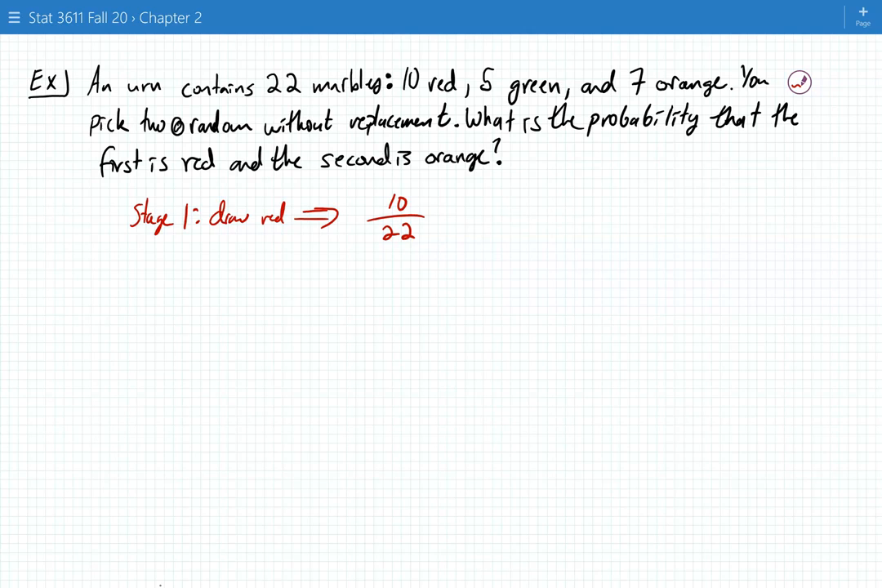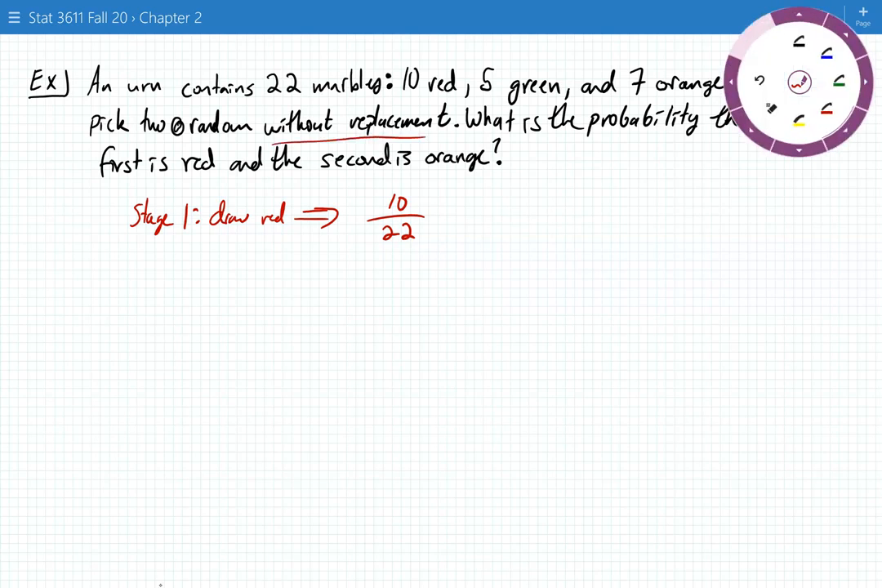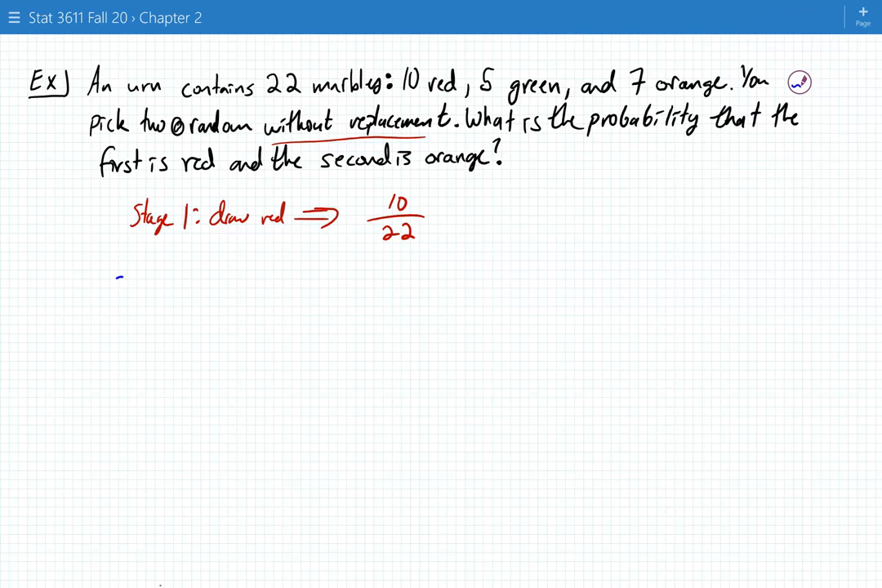Now, you do this without replacement, so in stage 2 you've got to be careful here. There is 1 less marble, because you've taken 1 red one out already. So now we want to draw an orange one. There's only 21 left. How many are orange? There's still 7 orange in there, because the first one you drew was red, so you're not reducing the pool of orange marbles. So the second stage, you have 7 over 21.